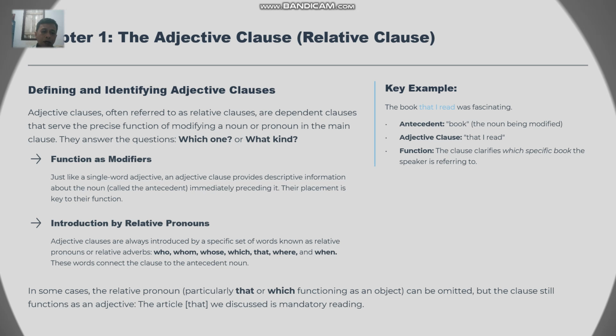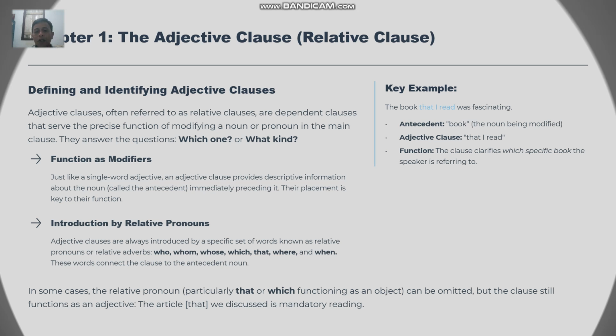Just like single word adjectives, an adjective clause provides descriptive information about the noun, called the antecedent, immediately preceding it. Their placement is key to their function. And introduction by relative pronouns. Adjective clauses are always introduced by a specific set of words, known as relative pronouns or relative adverbs like who, whom, whose, which, that, where, and when. These words connect the clause to the antecedent noun.